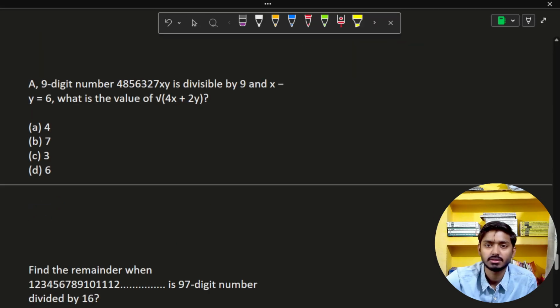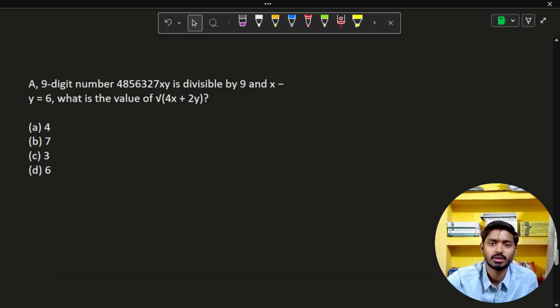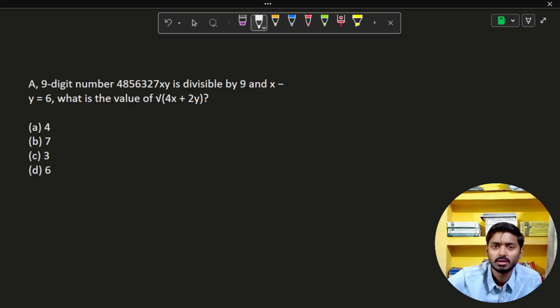Class has been going for a long time. This is the last question. All right. We are going to solve. The question gives 4, 8, 5, 6, 3, 2, 7 x y is divisible by 9, and it also states x minus y equals 6. We are supposed to find the value of the given expression.